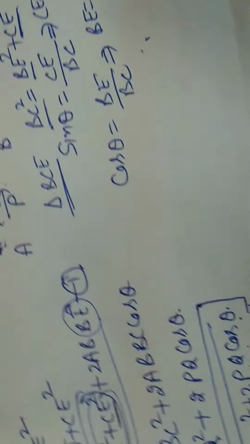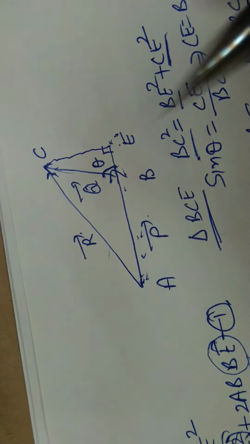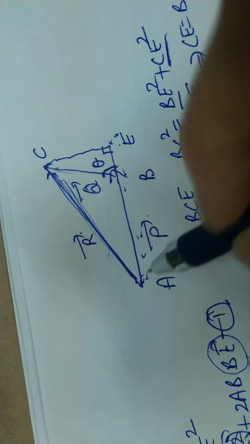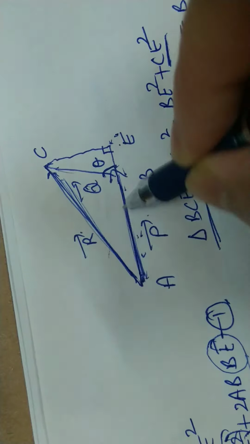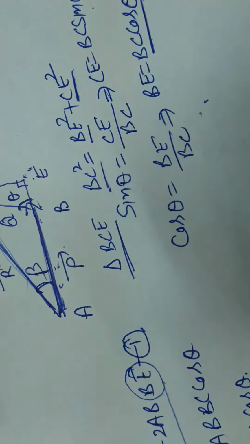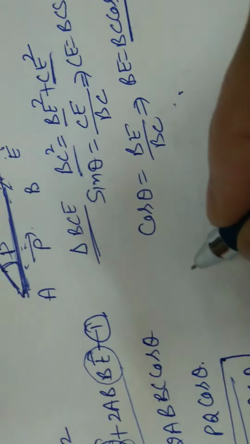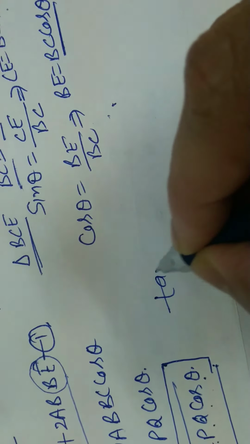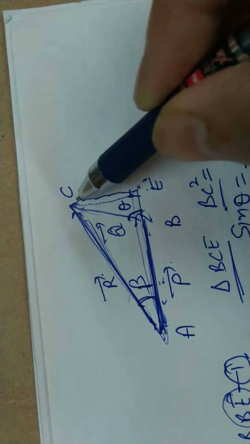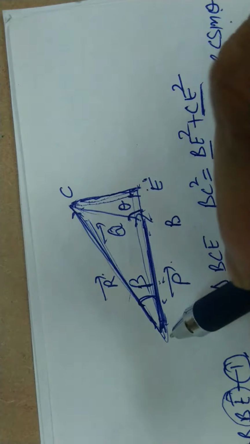And now we get the direction of this resultant vector, which makes the angle beta with this P vector. Then how do we get the direction of this? That is tan beta. What is tan beta in this triangle? Tan beta is CE upon AE.